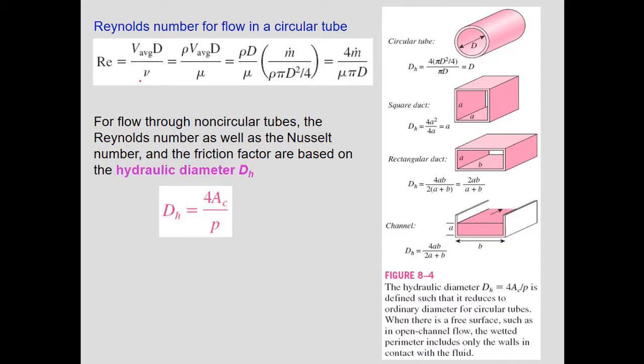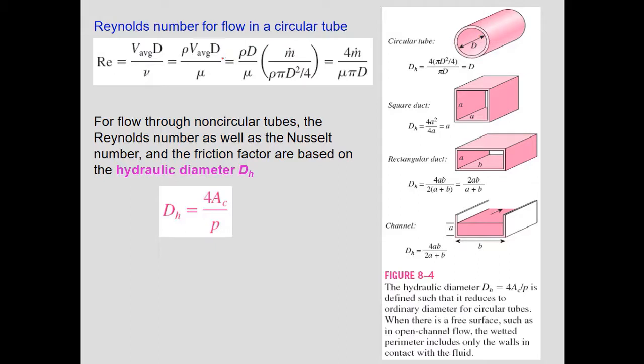V average and nu. Again, V is velocity, nu is kinematic viscosity, but D here is completely different, and we will see how we can use this equation to calculate the Reynolds number. So the Reynolds number for a flow in a circular tube is equal to V average D over nu. V average we can calculate by the equation which I introduced in previous slides. Nu is a characteristic of the fluid which you can find from the table. It depends on the temperature of the fluid, and D is the diameter of that circular tube.